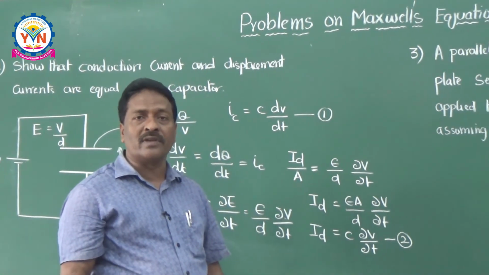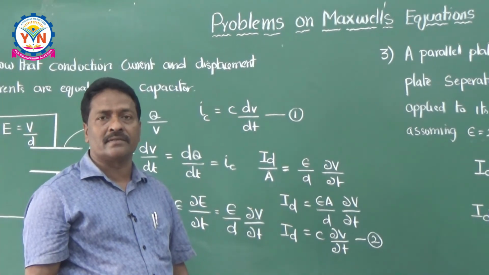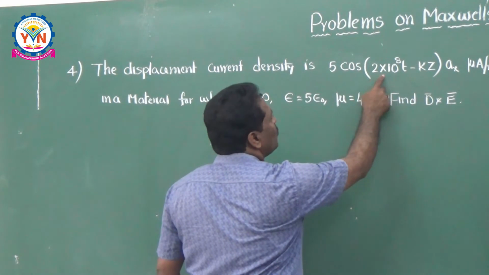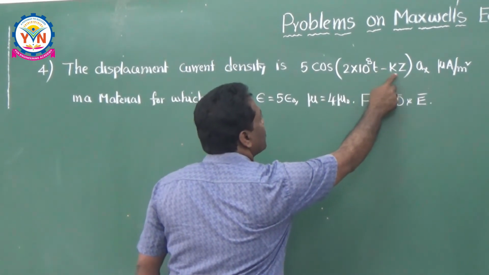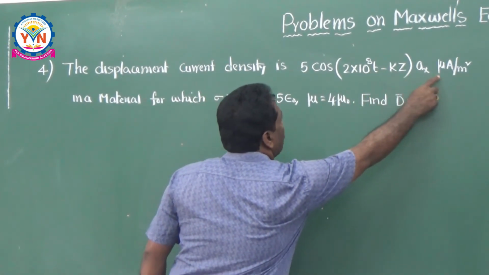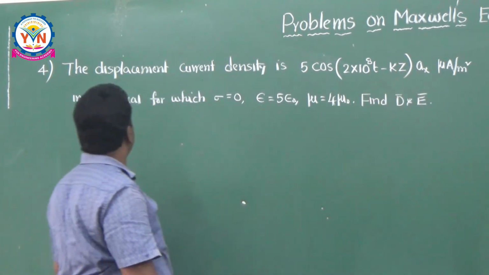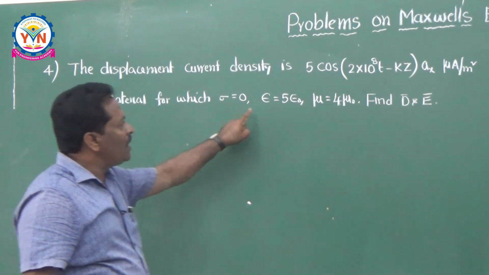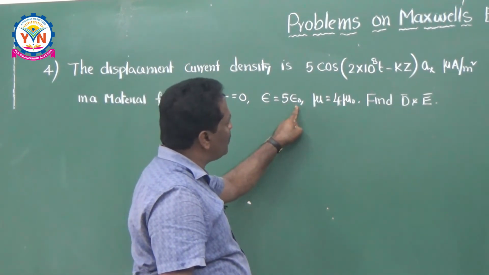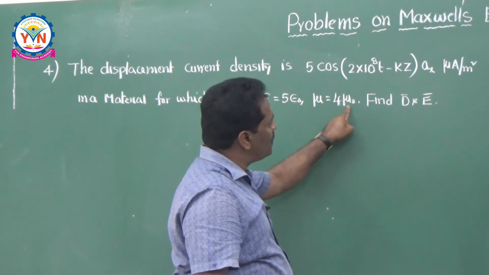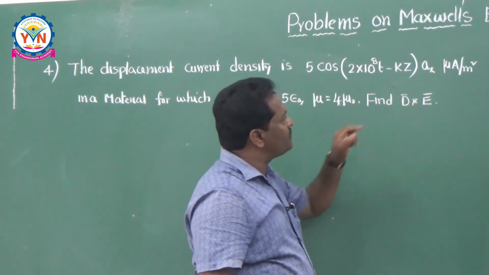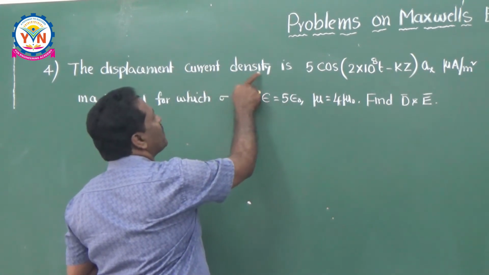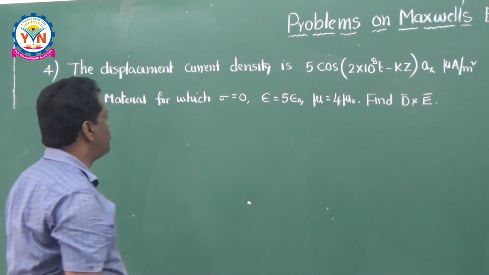So one more problem we can see in the Maxwell's equations. The displacement current density is 5 cos of (2 into 10 power 8 t minus kz) Ax microamperes per meter square. In a material for which sigma is equal to 0, epsilon is equal to 5 times epsilon naught, mu is equal to 4 times mu naught, find D bar and E bar. So if you see this, this is nothing but the displacement current density, that means JD.